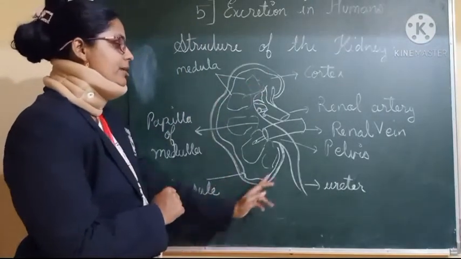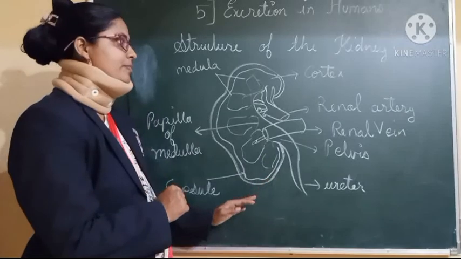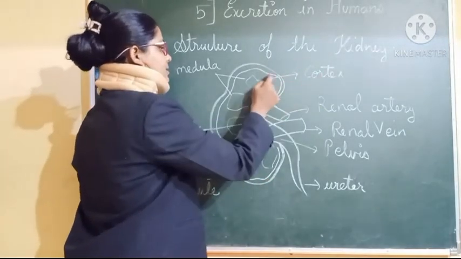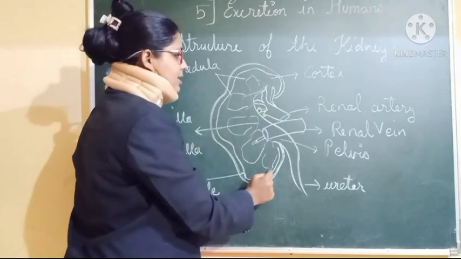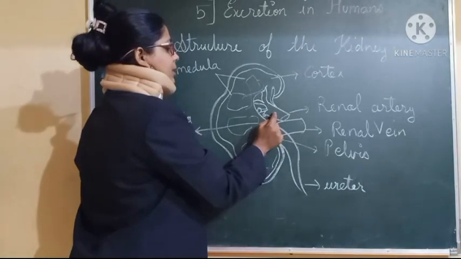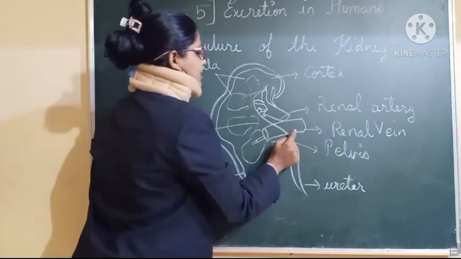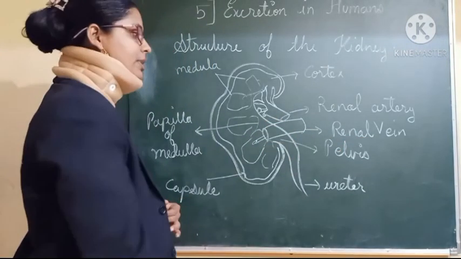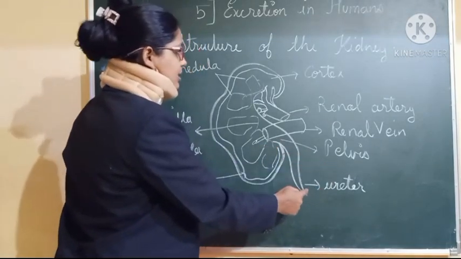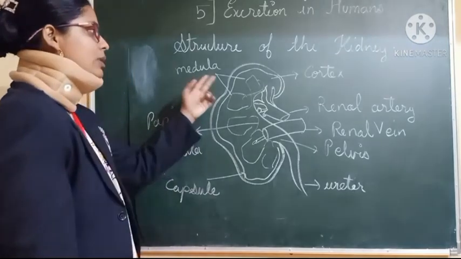Here, the bean shape is known as a kidney. Here we can see the portion known as the cortex. Here it is the renal artery. Then here it is the renal vein. Then the next is the pelvis. This is the ureter. This is the medulla.